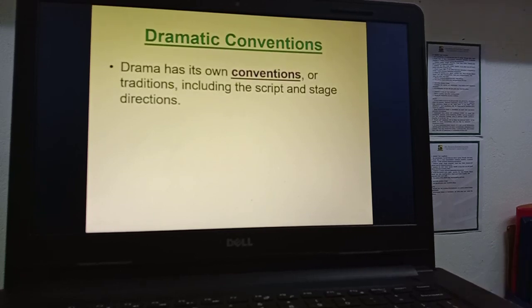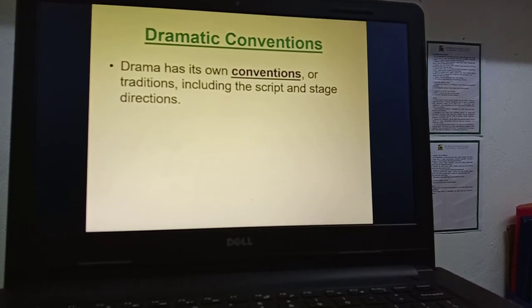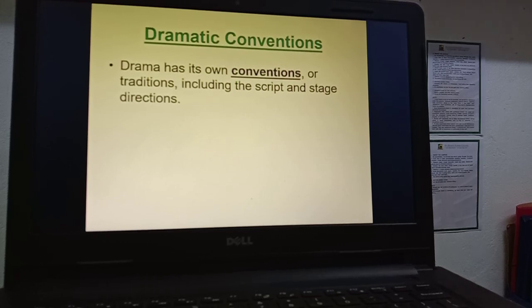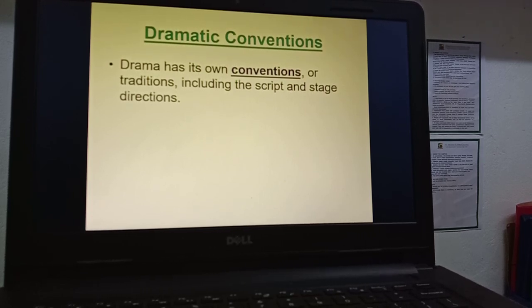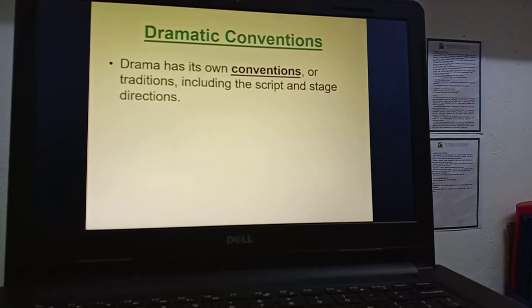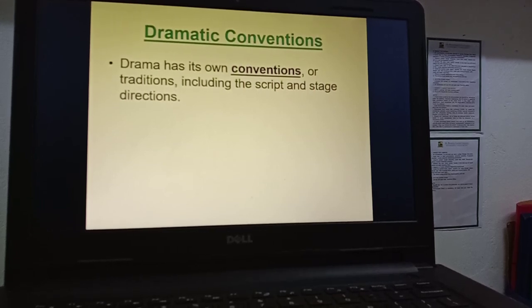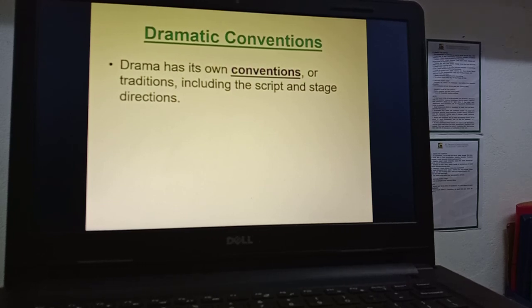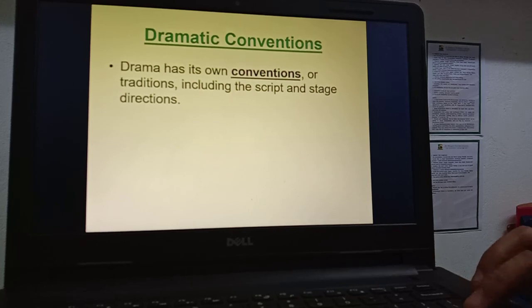In the dramatic conventions, drama has its own conventions or traditions, including the script and stage direction. So, these are all written in the script. Kaya sabi ko kanina, lahat ng gagawin ng isang artista ay nandoon, nakasaad doon sa script. But sometimes, ikaw as a thinking actor, ikaw na rin minsan mag-isip. So that is what we call improvisational acting on stage.